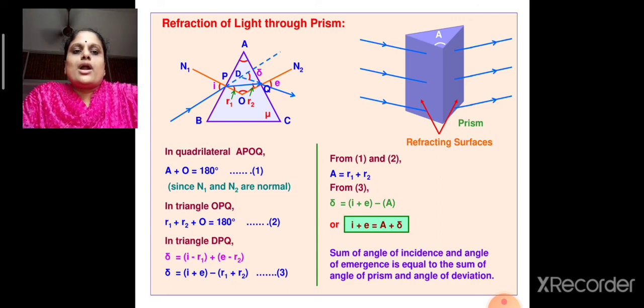From equation 1 and 2, we can write angle A is equal to r1 plus r2. Substituting for r1 plus r2 in equation 3, we get delta is equal to i plus e minus A, or i plus e is equal to A plus delta. The sum of the angle of incidence and angle of emergence is equal to the sum of the angle of prism and angle of deviation.